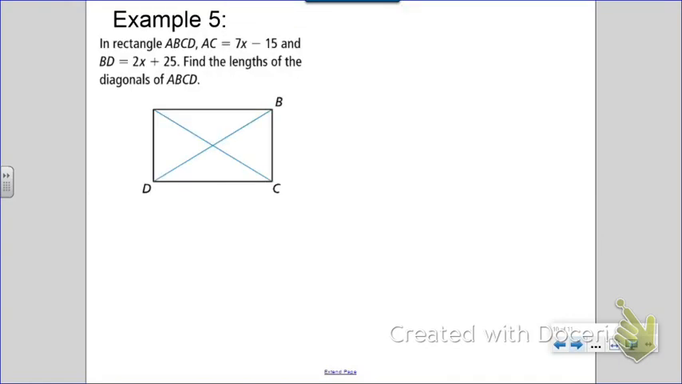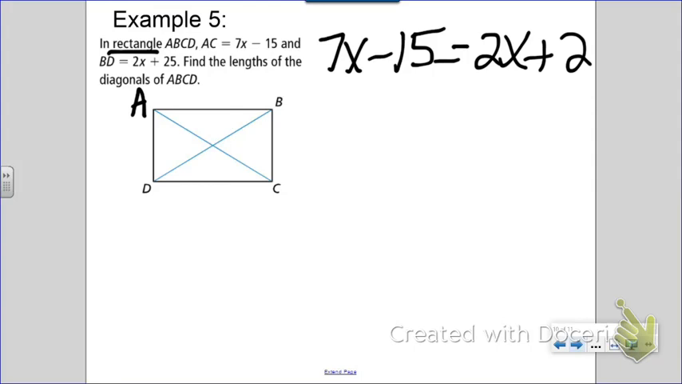In the rectangle, AC equals 7x minus 15 and BD equals 2x plus 25. Find the lengths of the diagonals of ABCD. Since we know it's a rectangle, we know that the diagonals are congruent, so we set the two expressions equal to each other, solve for x.